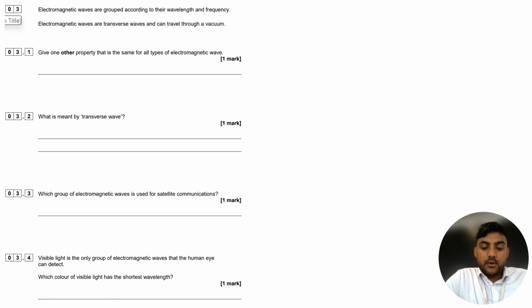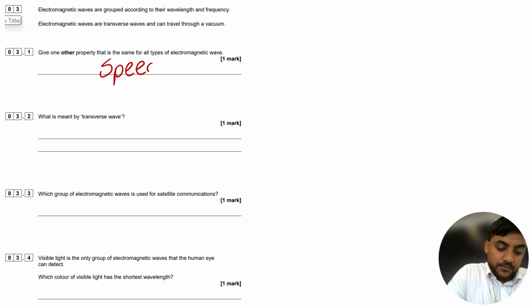They can travel through a vacuum. They're grouped by their wavelength and frequency. They all have the same speed. Okay, so the speed of all EM waves is the same, which is 3 times 10 to the 8 meters per second. Okay, so speed of light.